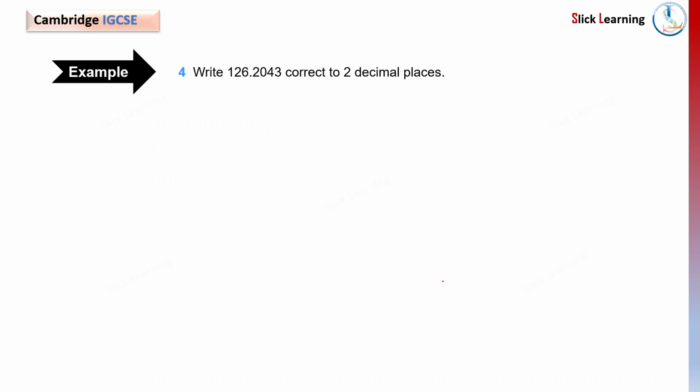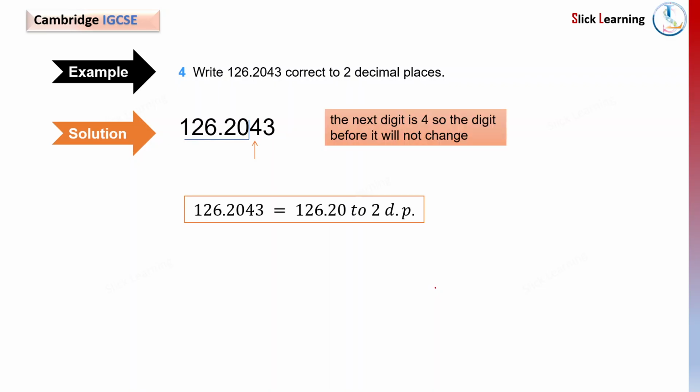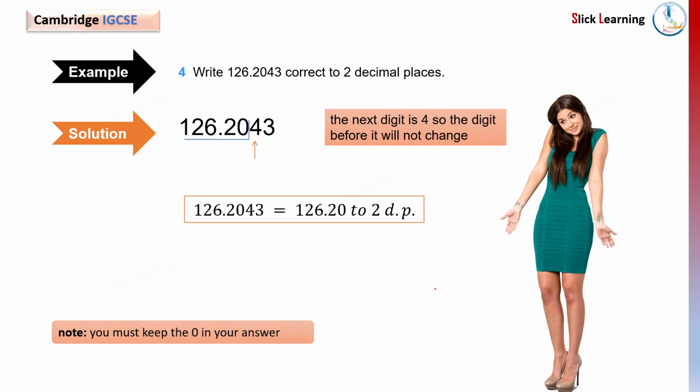Let's see furthermore. Here, again, we have to give the answer up to 2 decimal places. So here we have to count it, that is 126.20. And the digit that appears just after 0 is 4, which is lesser than 5. So we don't have to make any changes to 0. It will be as it is. So your answer is going to be 126.20. That is up to 2 decimal places.